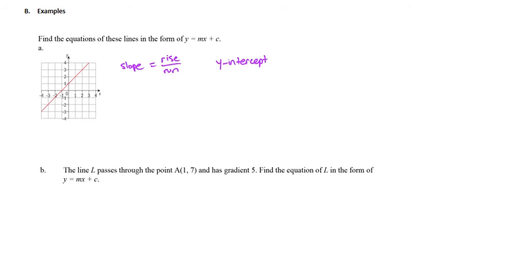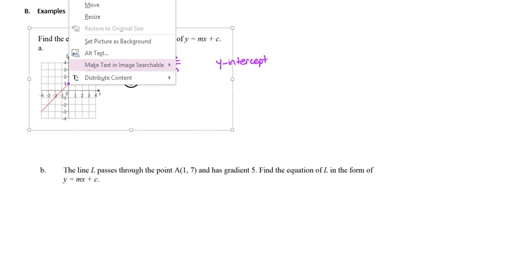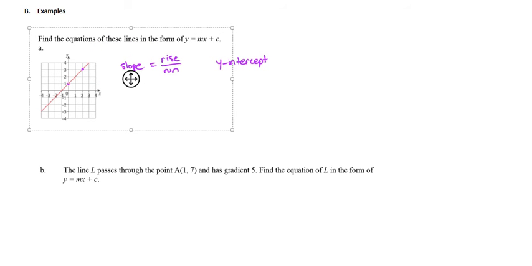We can pick any 2 points on the line. So I see a nice point here, and I see a nice point here, and I can look at my rise over run. And the rise over run of this line appears to be 2 because I rise up 2 and I run over 2. So the rise over run is 2 over 2, which means my slope is actually 1.